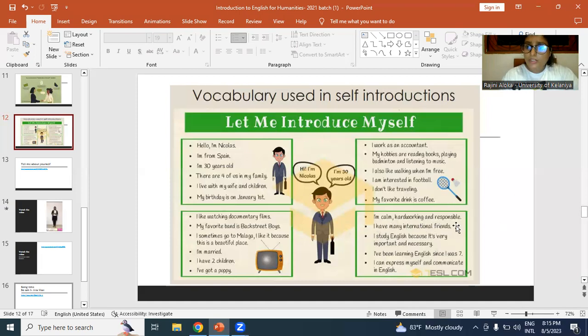Then you can talk about your personality as well, if you want. Like, I'm calm, hardworking, and responsible. I have many international friends. I study English because it's very important and necessary. I've been learning English since I was 7. I can express myself and communicate in English. I'm planning to improve my English knowledge more. Likewise, you can talk. And also your future plans. Once I have completed the external degree, I'm planning to do these things, and also what else you expect to do in the future, your goals.